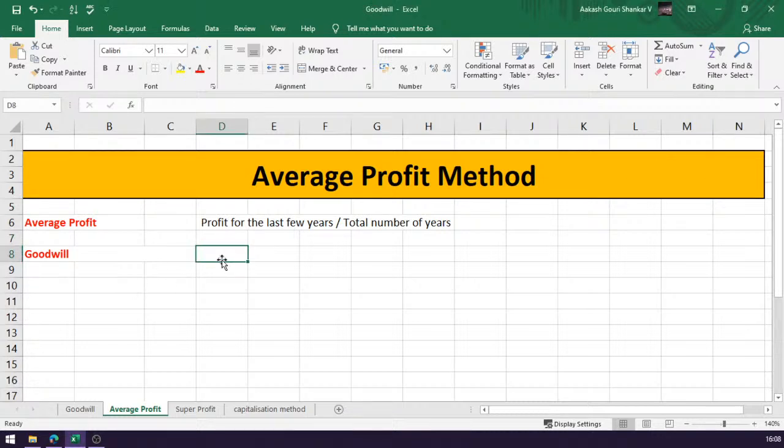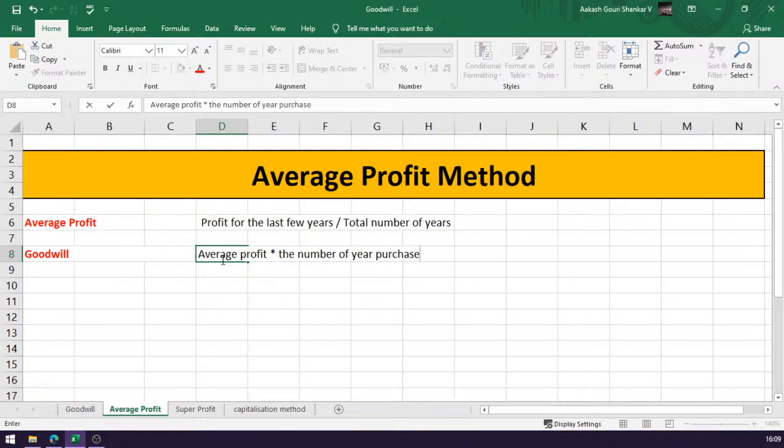So goodwill is equal to average profit into the number of years' purchase. This is the formula for goodwill. First we need to find the average profit, and after finding it, we find the value of goodwill by multiplying the average profit by the number of years' purchase. The number of years' purchase will be given in the question, so we need not worry about it. The only thing we need to worry about is the calculation of the average profit, which is a simple thing and not complex to do.